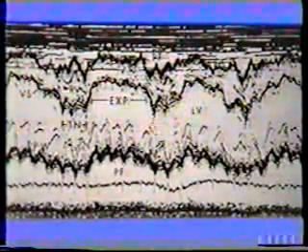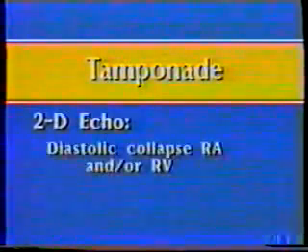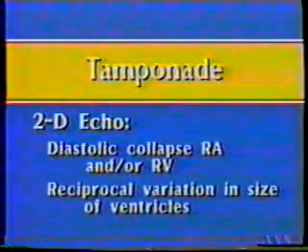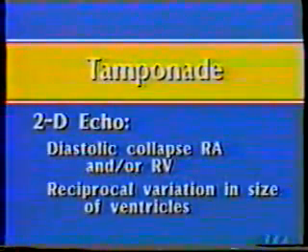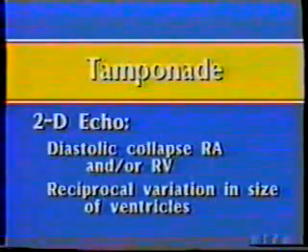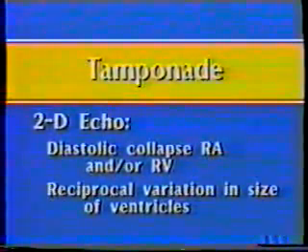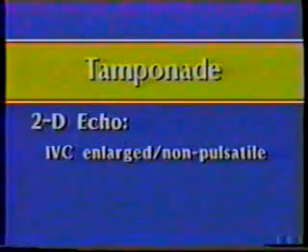These reciprocal changes are due to ventricular interdependence, a phenomenon which we will discuss in more detail when we consider the Doppler diagnosis of tamponade. Two-dimensional echo signs of tamponade include diastolic collapse of the right atrium and/or right ventricle, and reciprocal variation in ventricular chamber sizes with respiration. As with M mode, the left ventricular internal dimension will decrease with inspiration and increase with expiration. Finally, the inferior vena cava may be enlarged and venous pulsations may be absent.